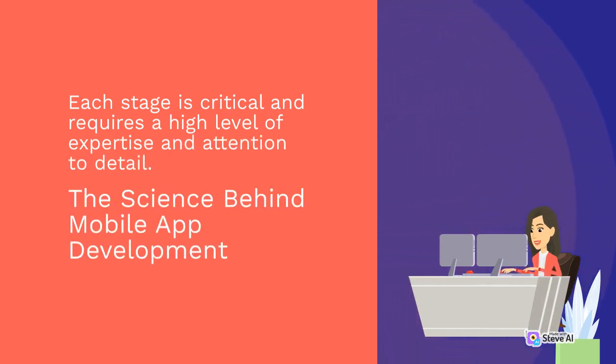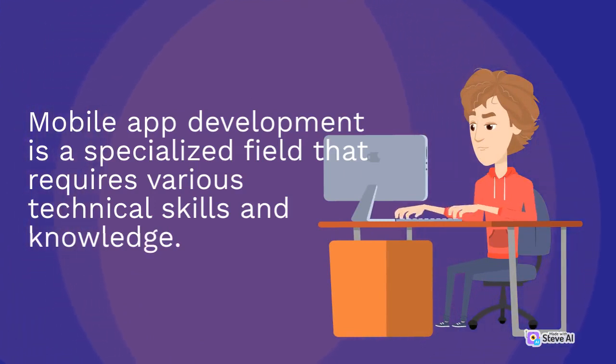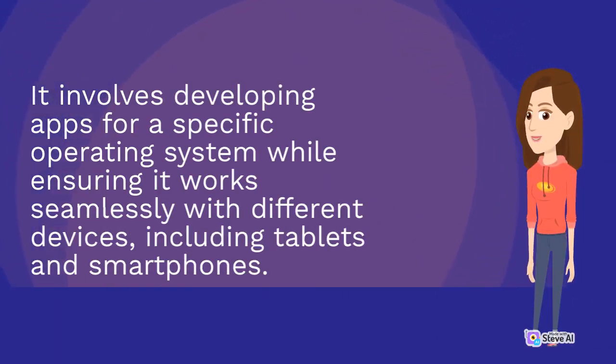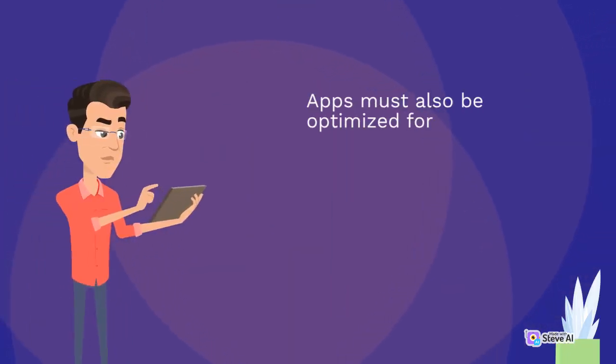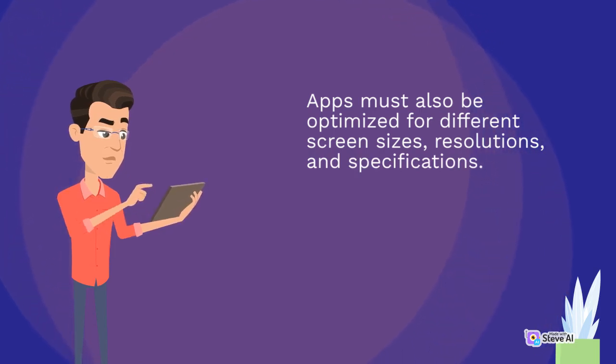The science behind mobile app development. Mobile app development is a specialized field that requires various technical skills and knowledge. It involves developing apps for a specific operating system while ensuring it works seamlessly with different devices, including tablets and smartphones. Apps must also be optimized for different screen sizes, resolutions, and specifications.